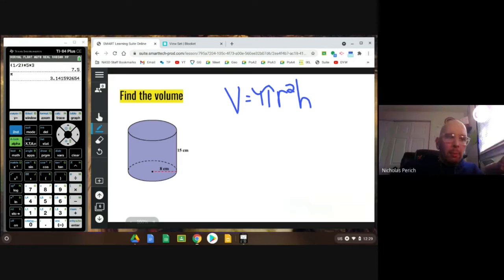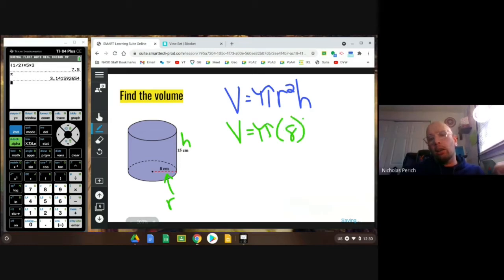I'm given my height. My height is how tall the cylinder is. So my height is obviously that one right there. And I'm given the radius. In the video, I was given the diameter. In this case, I'm given the radius, so I'm fine. All I have to do is just plug it in. V equals pi times 8 squared times 15.